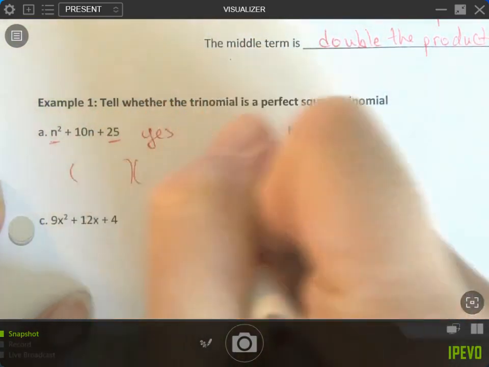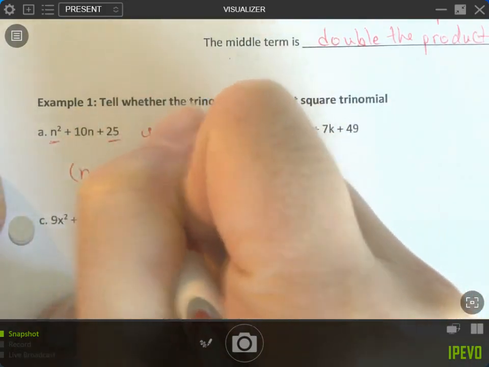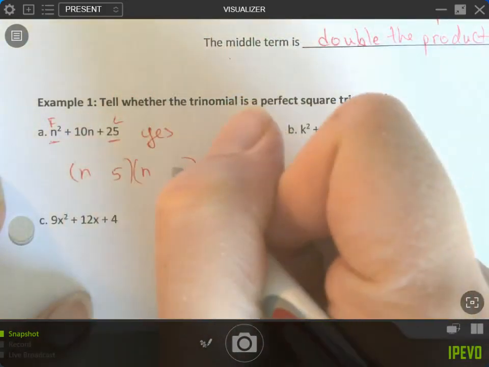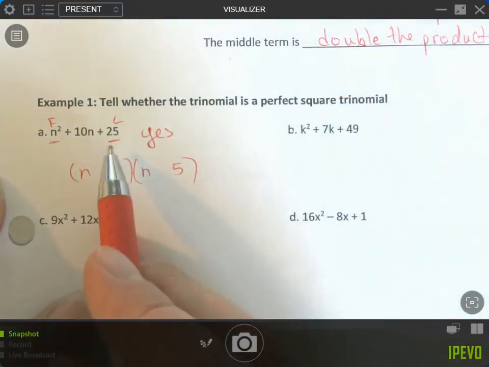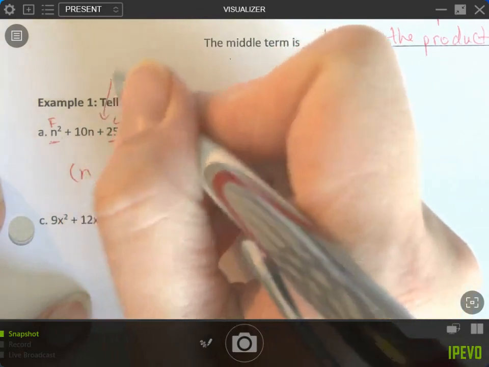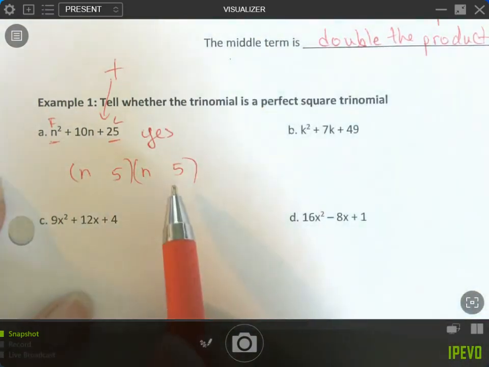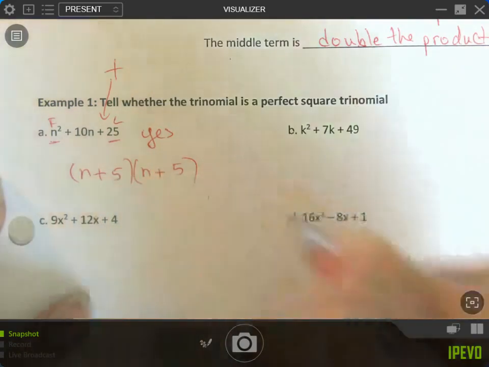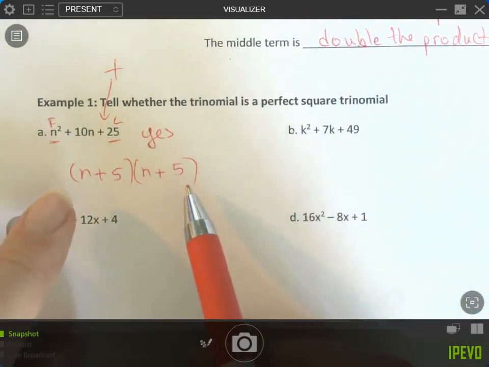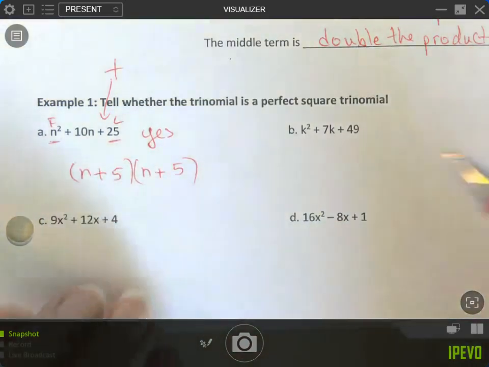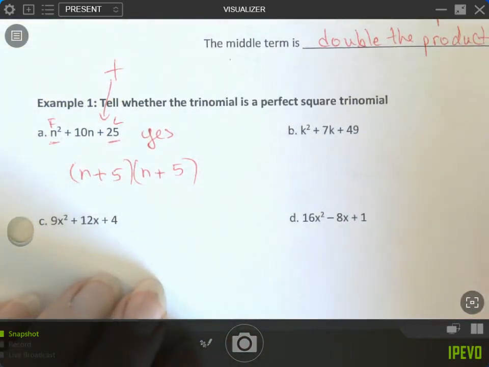Yes, and here's why. n times n, that first term, and the last term, I would do 5 times 5. Now, I need a positive 25. So not only is the last term a perfect square, it has to be positive. All right, how am I going to get this positive 10? Plus and plus. Do you see the outside's 5n and a second 5n? There's double the product.